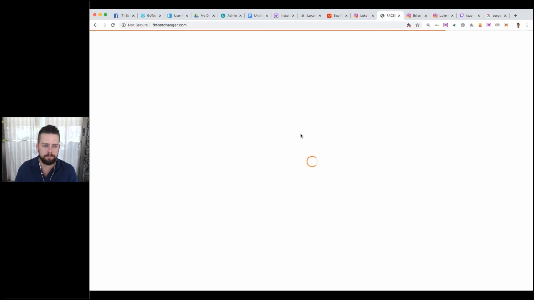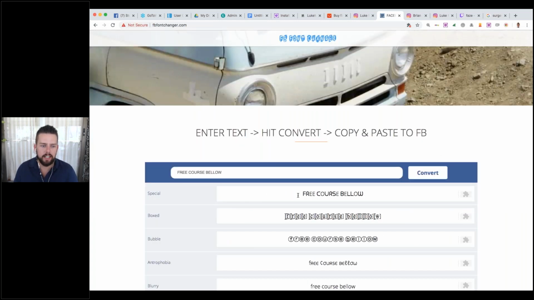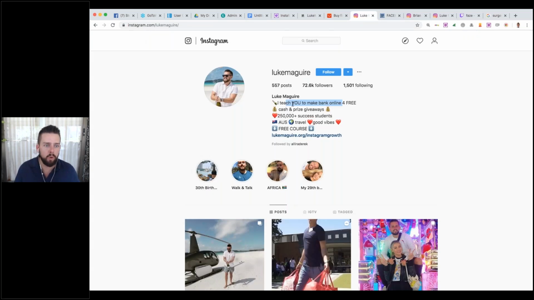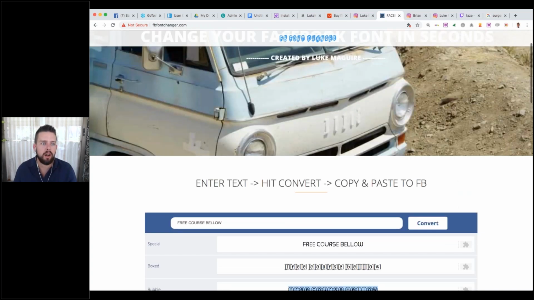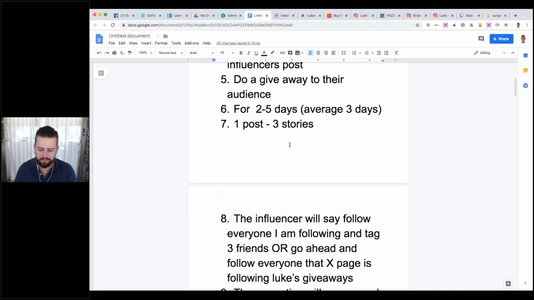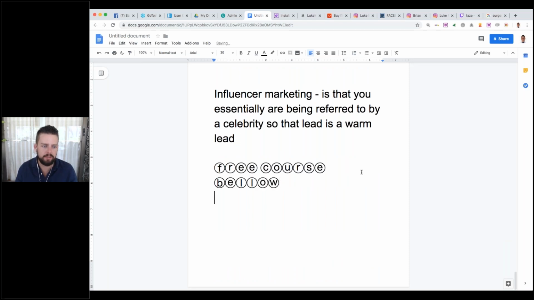I can type in something like "free course below," whatever it might be, right? I can then just use any of these. I can just copy that. And if I wanted to edit my bio, I can paste that in there, but it won't look like this font. It will look like this, right? You can use that on Facebook. You can post that on Facebook and it will look different. I can post it here and it'll look different, right? That site is fbfontchanger.com, right? So check that out there.